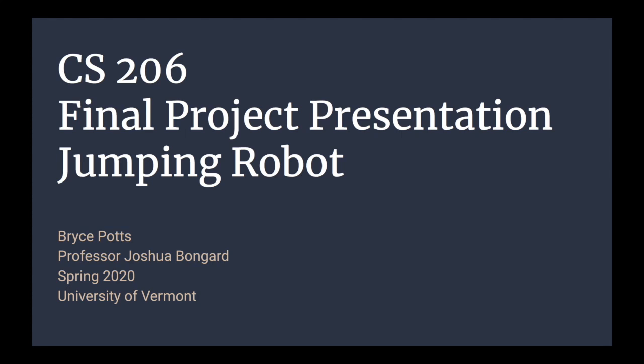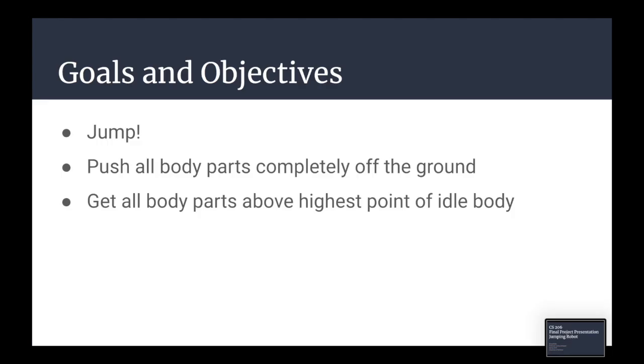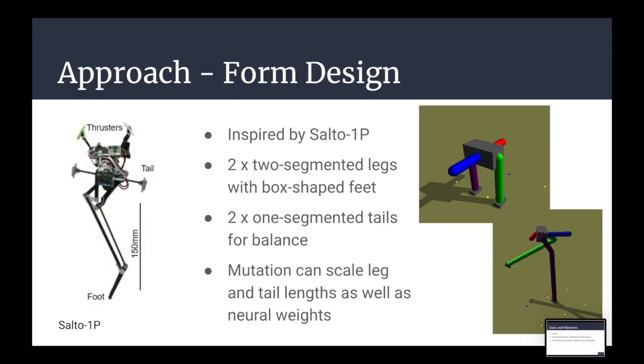Hi, my name is Bryce, and for my final project I designed a jumping robot. My initial goal was for it to get all of its body parts above the highest body part when it is standing idle. My form is a two-legged robot with two tails, inspired by the Salto 1P jumping robot. Mutation can scale the length of its limbs, but it stays symmetrical about its center axis.